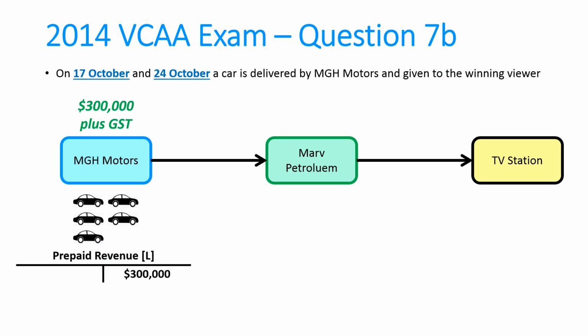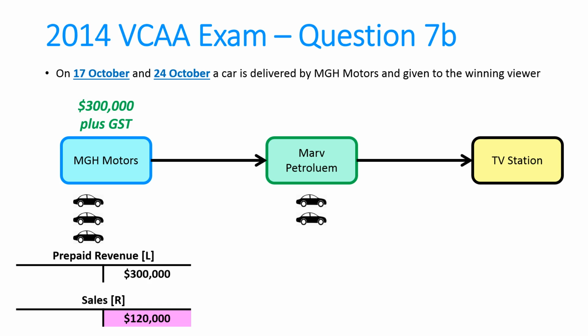So what we're asked to do now is, on the 17th of October and 24th of October, a car is delivered by MGH Motors to the winning viewer. So as in, 2 cars were given from MGH Motors to Mars Petroleum, who then gave them to the winners on the tally. But for MGH Motors, what we can see now is that this liability has now decreased. They did owe $300,000, but they've now earned $120,000 of it. So there were 5 cars at $300,000, which is $60,000 each. So 2 cars would be $120,000.